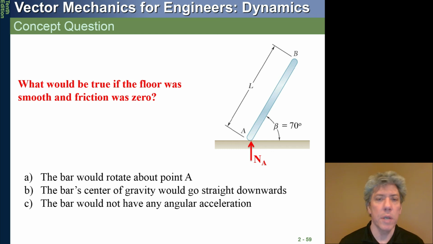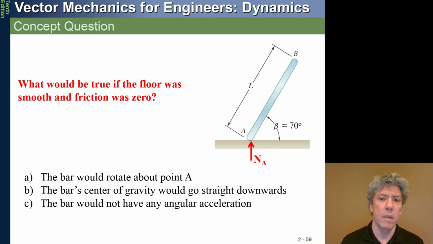Let's approach this concept question finally at the end of the slides. What would be true if the floor was smooth and friction was 0? Option A, the bar would rotate about point A. Well, that doesn't make sense, right? Because the center of gravity of the bar is up in the center of this bar. We're assuming it's uniform. And so there's a force couple between the normal force and the weight force. That's going to make it rotate.